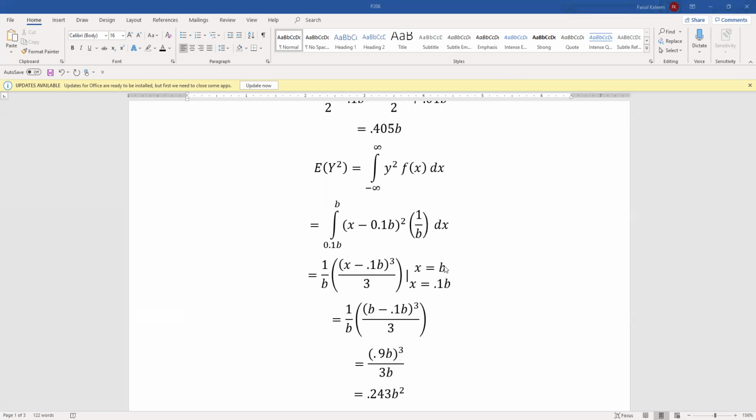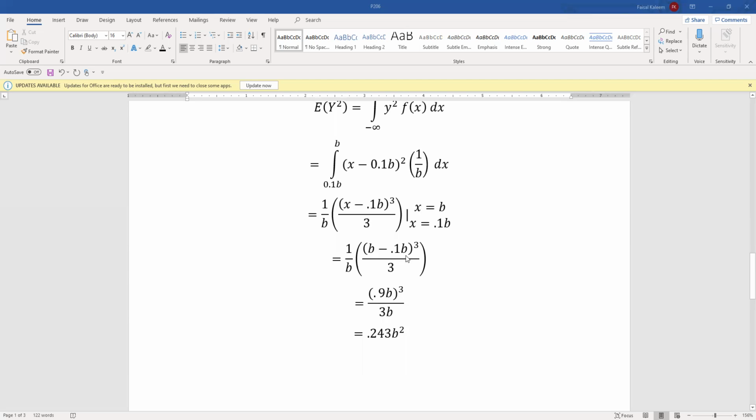When I substitute the B, I get (B minus 0.1B) cubed by 3. And when I substitute X equals 0.1B, then it's a 0. These two become the same. And now B minus 0.1B is 0.9B. So (0.9B) cubed over 3, and this 1 over B. And when you open this cube out, it's 0.729 B cubed. And 0.729 divided by 3 is 0.243, and B cubed over B is B squared. So that's E of Y squared.